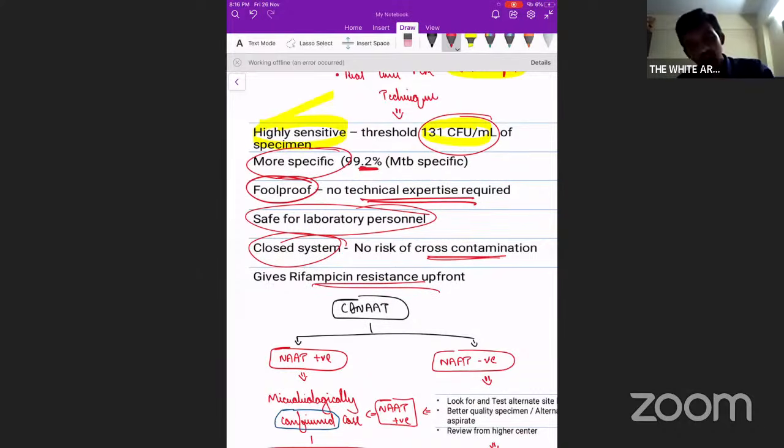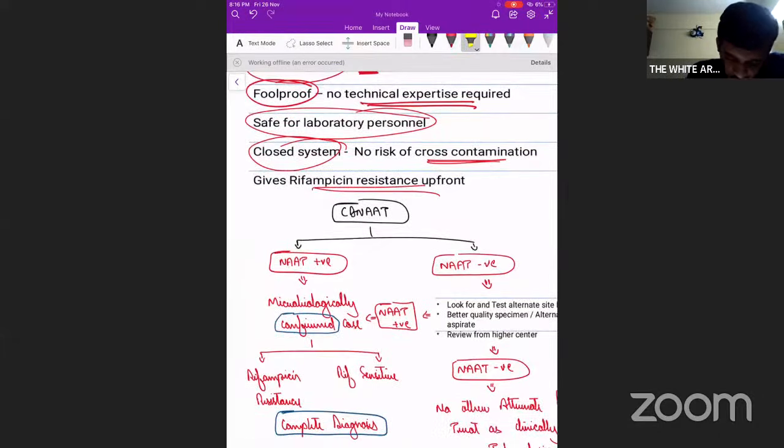Yes, Nikhil Vasudeva, further we will discuss about IGRA as well. What is the role of IGRA? You'll come to know now. Okay, so we make them undergo CBNAAT.